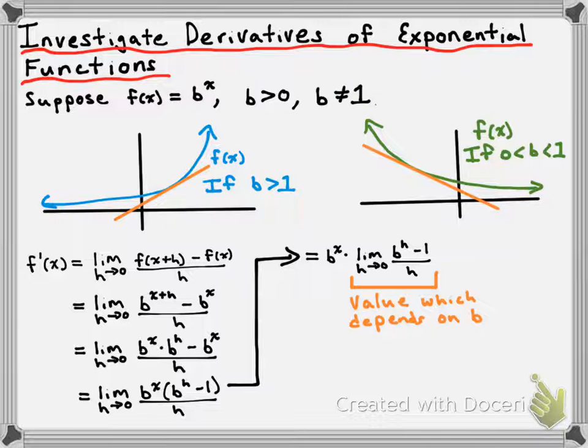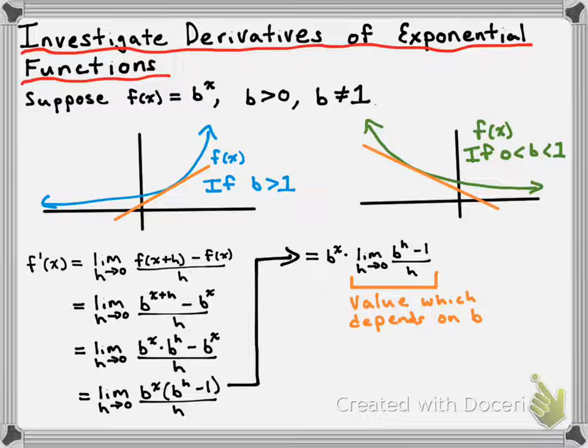So, for example, imagine that b was equal to 5. That would mean that the original function that we're dealing with is f of x is equal to 5 to the power of x. And that means that this limit that we're dealing with here would be the limit as h approaches 0 of 5 to the power of h minus 1 over h. Now, that limit should evaluate to some particular number. We don't know what that number is right now, but it does evaluate to some number. And again, that's just going to give us some number, which is going to depend on b.